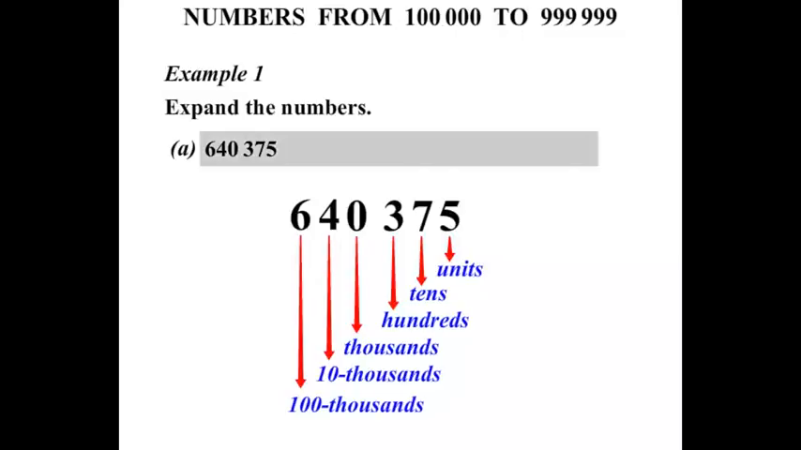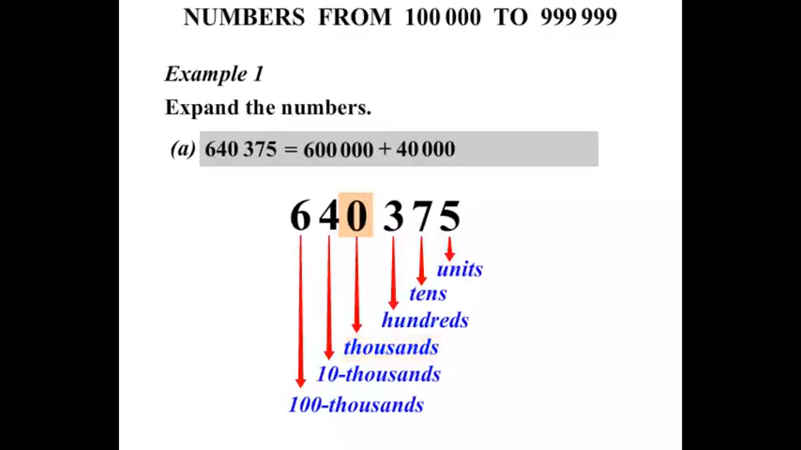So to expand the number, we're going to look at each digit. So the 6 is worth 100,000. So we have 6 lots of 100,000s. That's 600,000. Now that 4 is worth 4 lots of 10,000s. Well, 4 tens are 40, so we have 40,000 to add. We write plus 40,000. The next one, 0, is in the thousands column, but 0 lots of 1,000 is still 0. Okay, so we can ignore the 0 there.